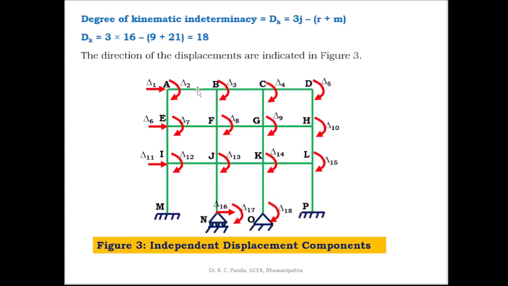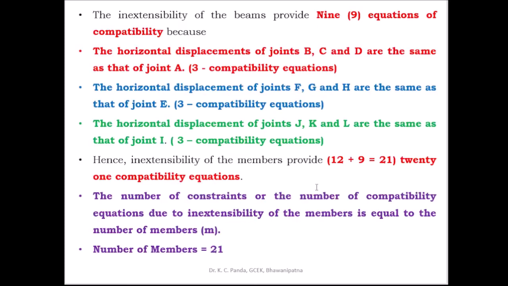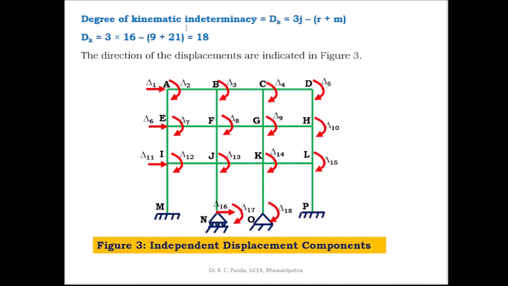Here you count the number of members: 1, 2, 3, 4, 5, 6, 7, 8, 9, 10, 11, 12, 13, 14, 15, 16, 17, 18, 19, 20, 21. So the number of members is equal to 21, and the number of compatibility equations due to inextensibility of the members is also 21. So you can find out the degree of kinematic indeterminacy by taking the inextensibility of the members.